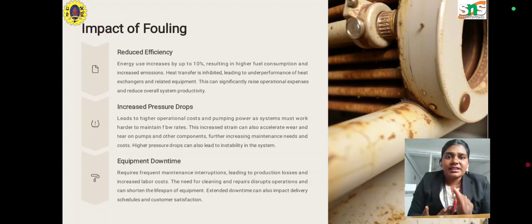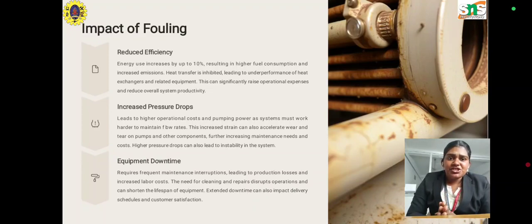So first of all, reduced efficiency. Energy use increases by up to 10%, resulting in higher fuel consumption and also increased emissions. Next is the increased pressure drop. This further leads to higher operational cost and also pumping power, as the system must work harder to maintain the given value.